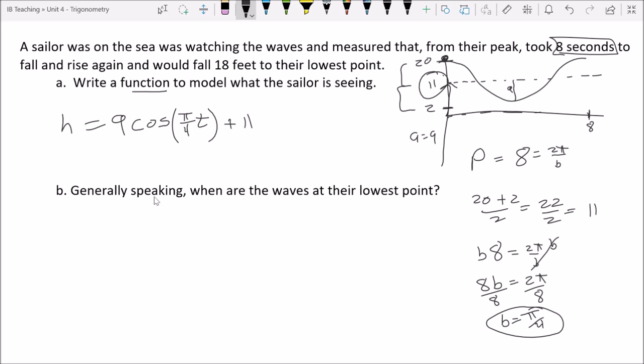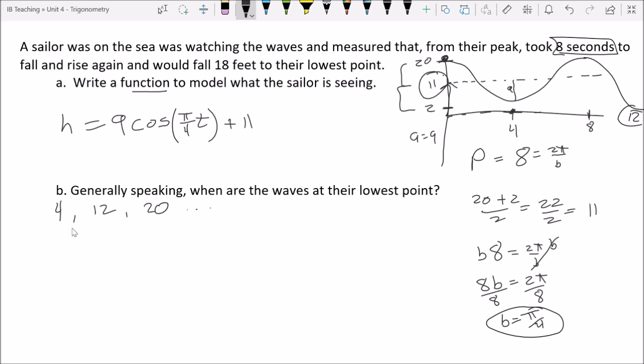Now they ask, generally speaking, when are the waves at the lowest point? So when is that? Let's see. If that's 8, this was 4. So we have 4 seconds right here. When will it be at its low point again? Okay, it goes from low, back to high, back to low. That's having a change every 4 seconds from high to low. So that would be out here at 12 seconds. So it would happen at 4 and at 12, and another 8 seconds would be at 20, and so on.